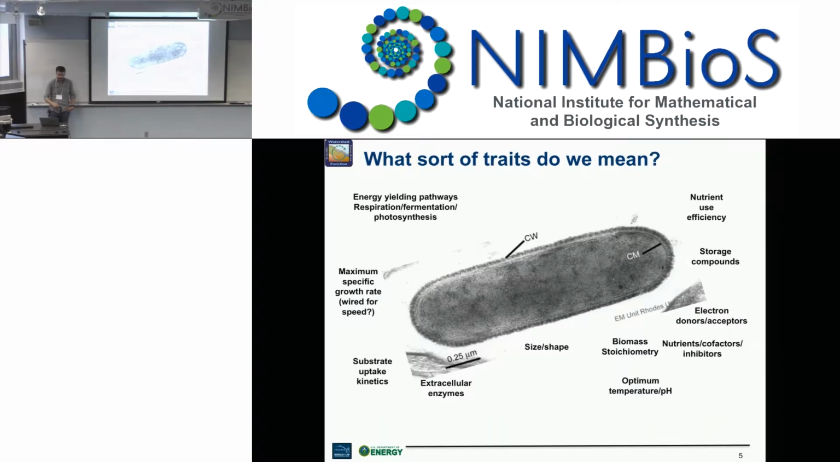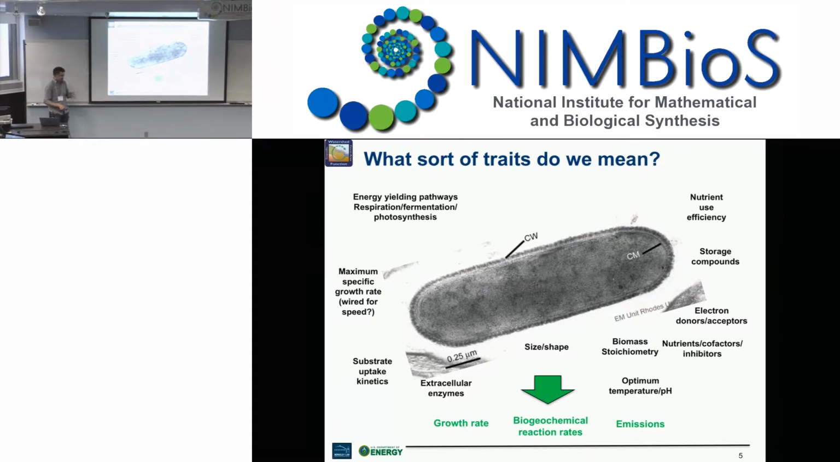So to extend that analogy to microbes, well, maybe we're interested in energy yielding pathways, whether it's respiration, fermentation, photosynthesis, maximum specific growth rate. Are cells wired for speed? Is that part of their evolutionary history? The kinetics of substrate uptake, etc. Nutrient use efficiency, whether they make storage compounds, what their preference for donors, acceptors, etc. All the things, size and shape, allometric properties, biomass stoichiometry, which is emergent, optimum temperature, pH, and production of things like extracellular enzymes. And with that, again, we'd like to represent growth rate, biogeochemical reaction rates, emissions, and then the feedback of those individuals to the environment.